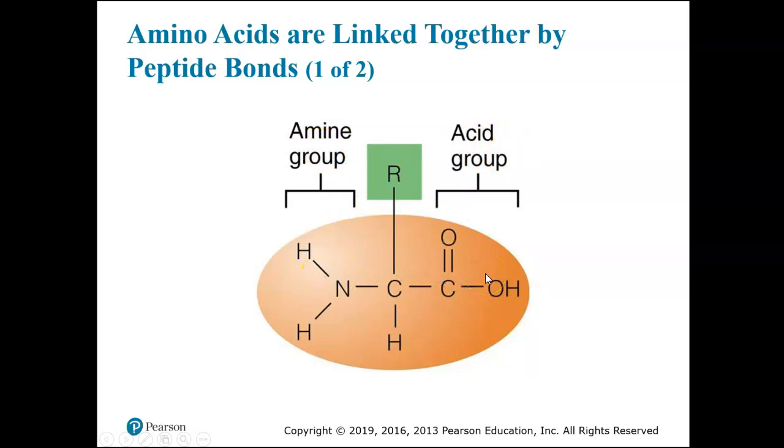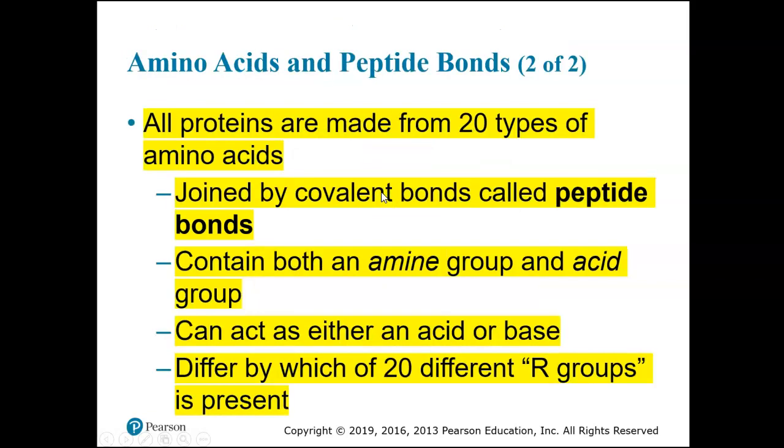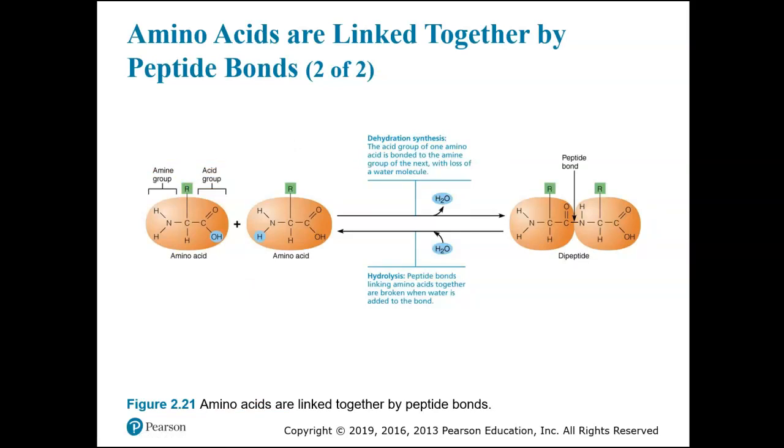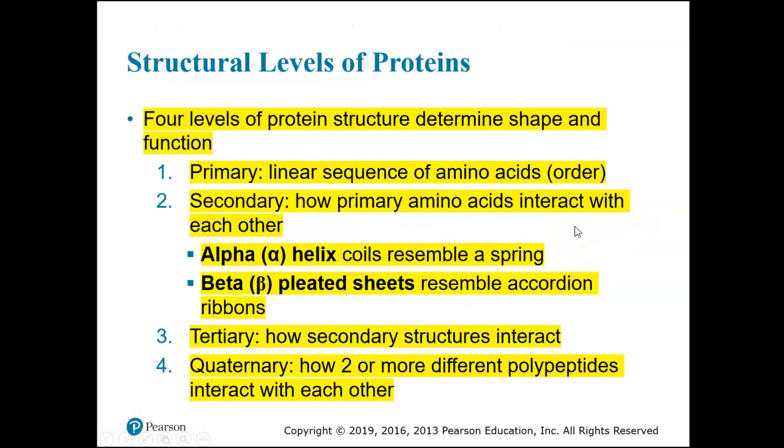Now, what makes each of the 20 amino acids different is they each have a different group here. We call it an R group, but it will be something different for each of the 20 different amino acids. So when 2 amino acids are joined by dehydration synthesis, the bond formed is a peptide bond.